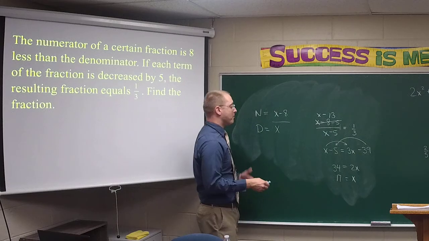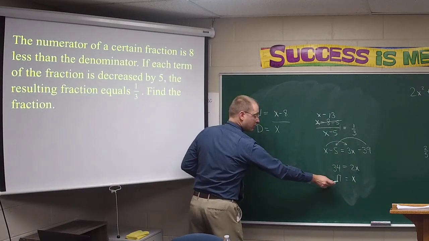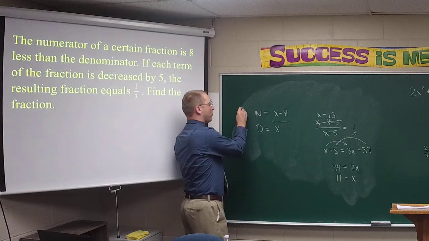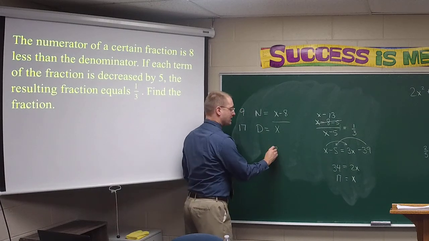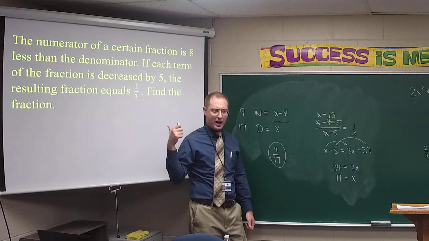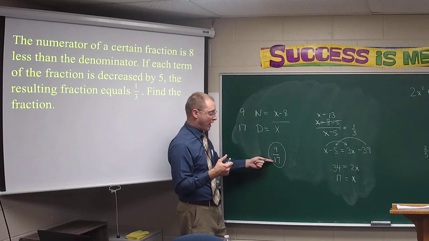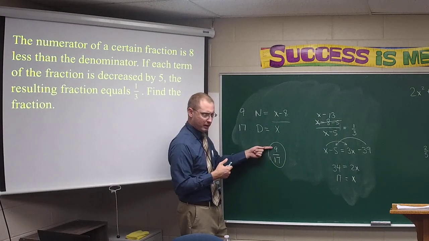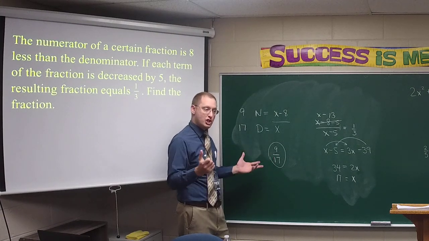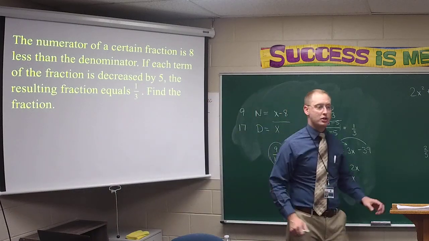So apparently, my fraction has a denominator of 17. What's the numerator? 9. So what's my fraction, class? 9/17. And again, some students be like, but that doesn't equal a third. I know it doesn't. It never said the fraction would equal a third. It said if I decreased 5 from top and bottom. Well, what would this be if I took 5 away? 4. And if I took 5 away from this? 12. Would 4/12 equal a third? Then it checks. But this is my fraction, 9/17. Questions on that one?